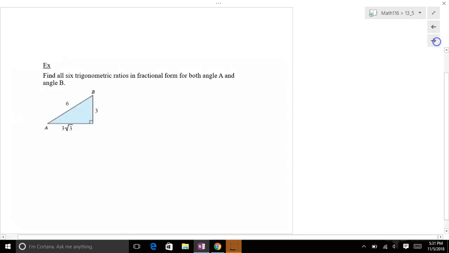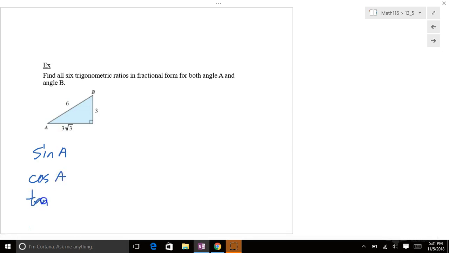Okay. So let's find the 6 trig ratios in fractional form for angle A and angle B. So sine of angle A, cosine of angle A, tangent of angle A. SOH CAH TOA, so oh heck, or if you want to do it, another hour of algebra, or SOHCAHTOA.